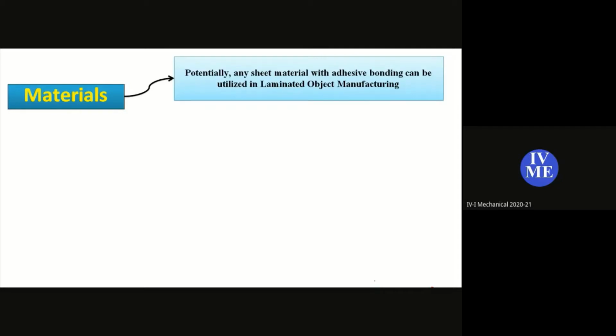Now let's see what materials are used for this prototype of the manufacturing unit. So what are the materials? First of all, which type of material has to be used? We can use any type of material which is in the form of sheet and has an adhesive nature, meaning it can be laminated using a process like heat treatment or binding. Any material of that type we can use.